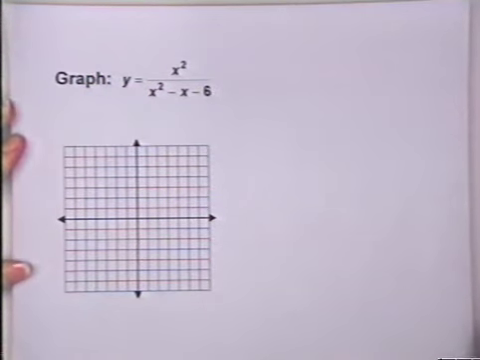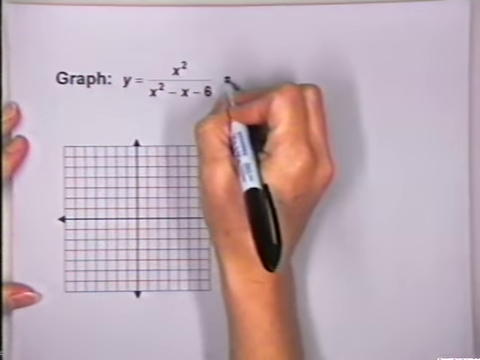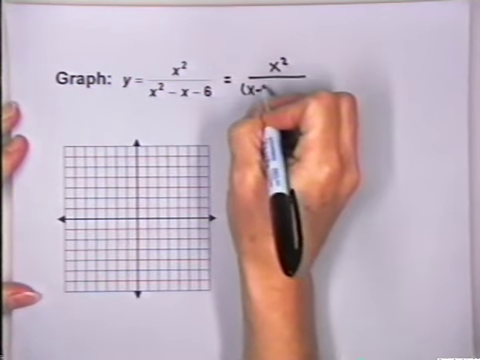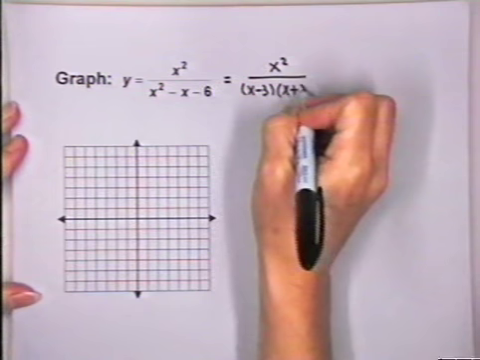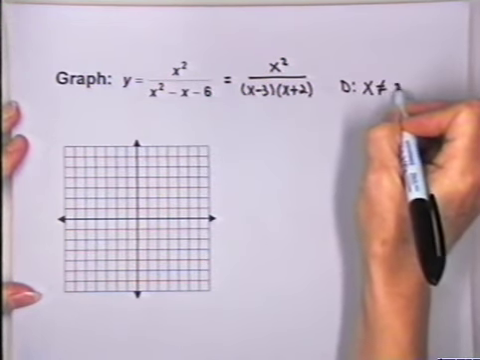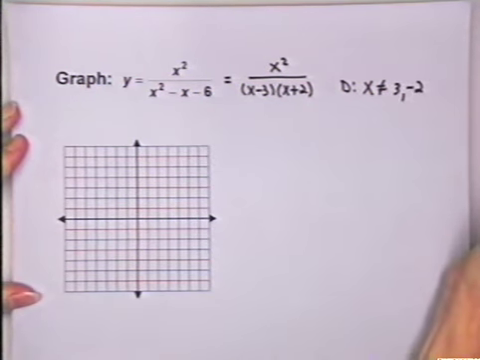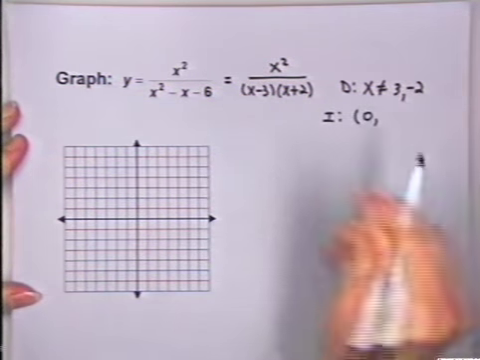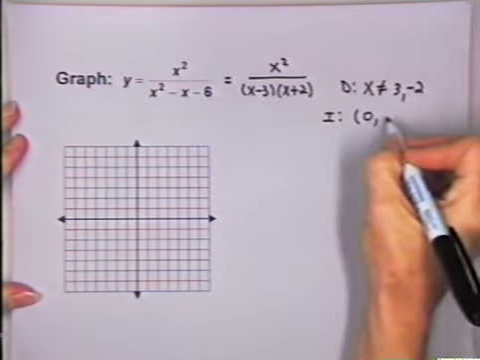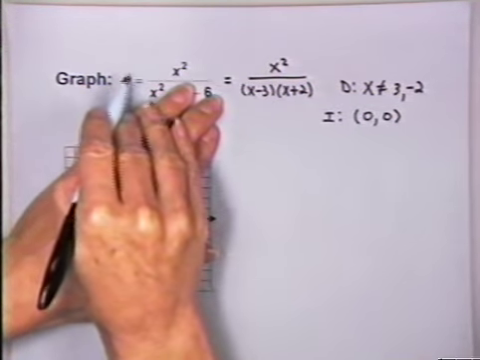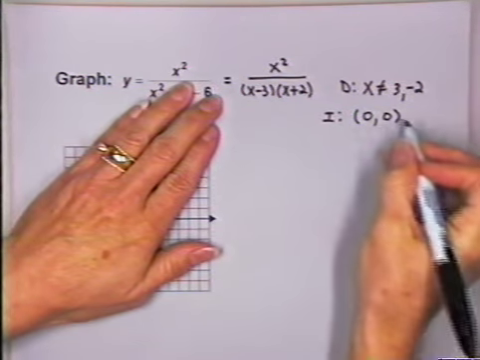Graph y equals x squared over x squared minus x minus 6. I can factor my denominator: x minus 3 times x plus 2. So my domain, x cannot be positive 3 or negative 2. Intercepts: if I choose x to be 0, then I have 0 over negative 6, which is 0. If I let y be 0, 0 equals x squared, then I get 0, 0 again.